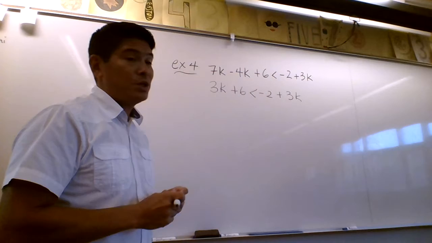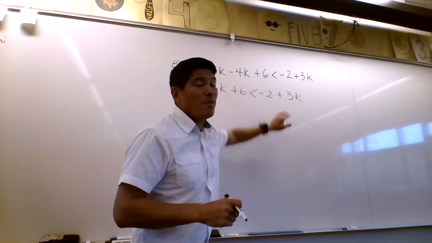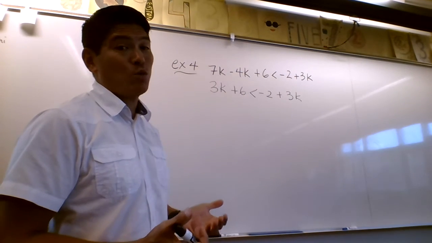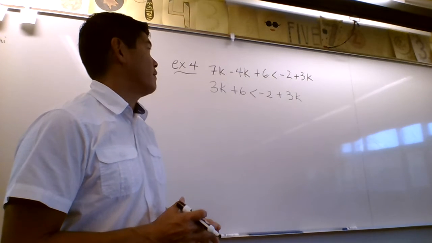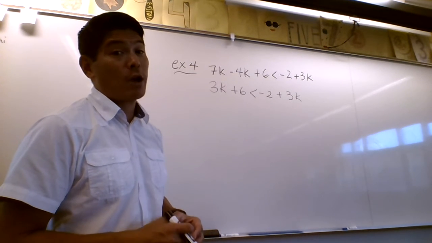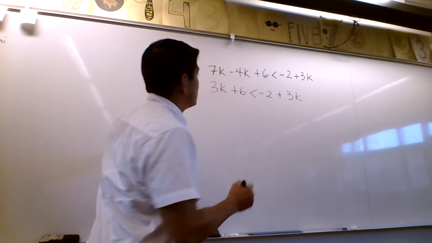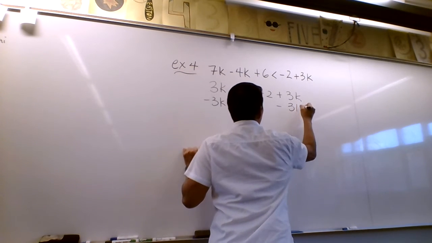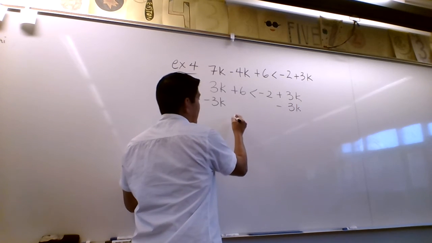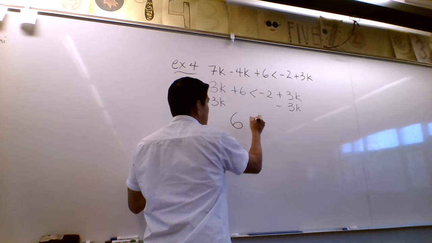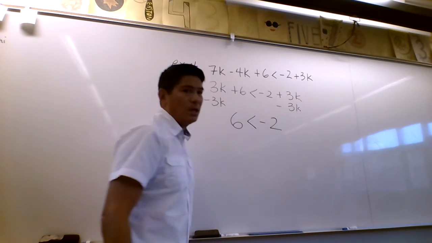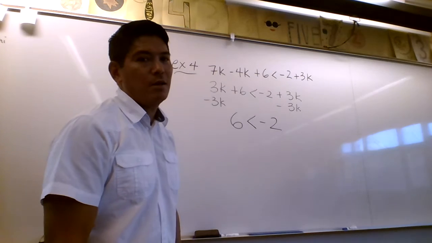And what you should notice here is you have the exact same amount of the variable on each side of the inequality. So it's like an equation when you have the exact same amount of the variable on each side. It's going to be what I call a special case. You can subtract 3k from each side. Then what we're left with on the left side is just 6 is less than, on the right side, negative 2. Now we have to think about that for a second.